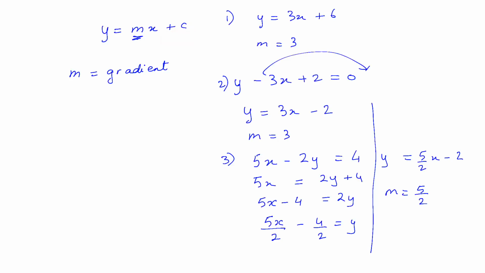In the same equation, we also have plus c. c is your y-intercept. Y-intercept means the point where it cuts the y-axis. So suppose you have a graph like this. This point here where it cuts your y-axis is your y-intercept. We take the y value. On the y-axis, our x is always 0.